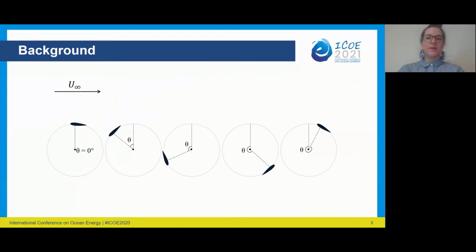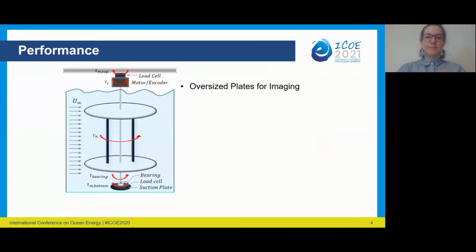So this is a crossflow turbine, so the axis of rotation is perpendicular to the inflow, and we define a 0 degree azimuthal position as when the tangential velocity of the blade is facing directly upstream. So the first step of this process was to gather the performance information. And so our turbine looks a bit funky because it has oversized clear acrylic plates that were to aid in the PIV imaging. And this is because I mount the camera below the turbine and look up underneath the turbine.